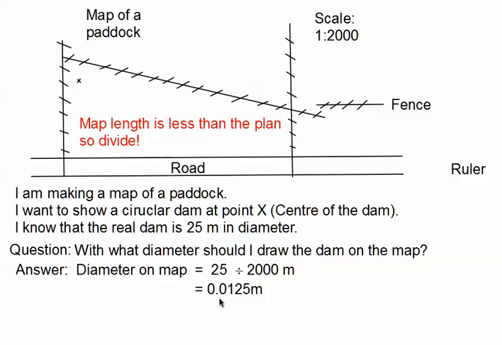That doesn't help me draw it very much. I need to convert it to suitable units, so multiplying by 100 to change to centimetres, move the decimal point 2 places, and we'll see it's 1.25 centimetres. I have to draw my dam here with a diameter of 1.25 centimetres. So when I do it, that's what it will look like. 1.25 centimetre diameter is my dam. So there are some examples of where scale factors and ratios are used in scale diagrams, in maps, and also in models.